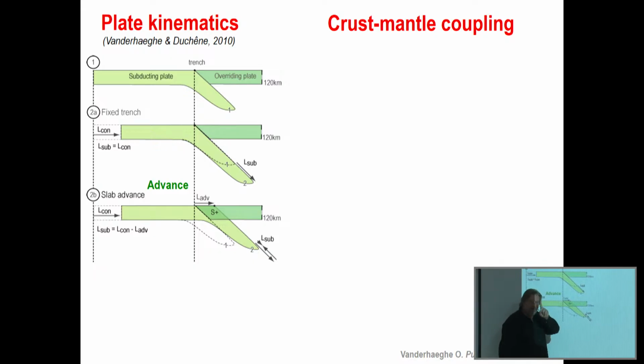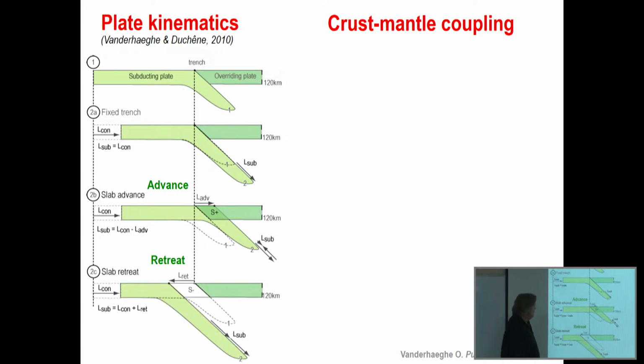Thickening, lithospheric. All the green is here lithospheric. And I'm going to separate plate-scale lithospheric from crust-mantle coupling. These are the two different aspects I'm going to treat here. So first, very simple, lithospheric thickening. And the other case is when there is convergence and retreat.